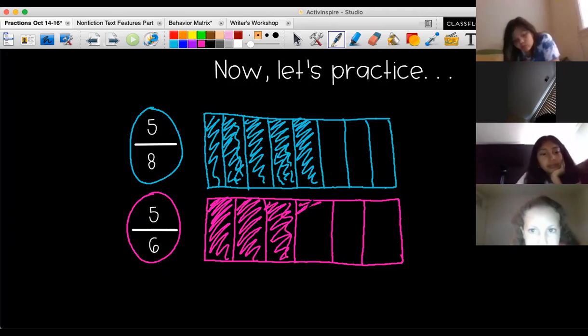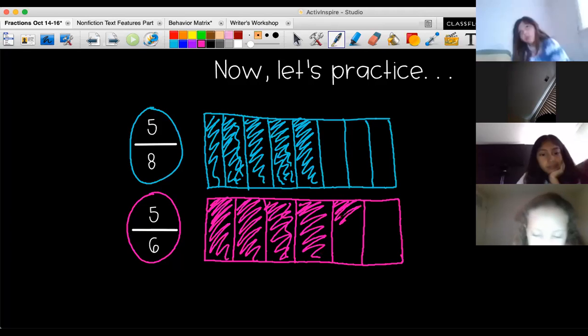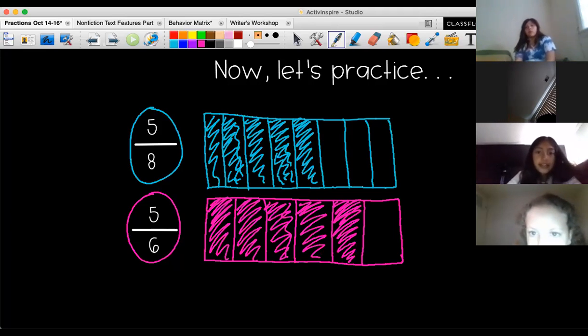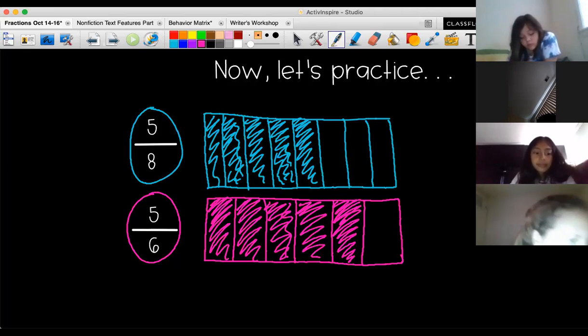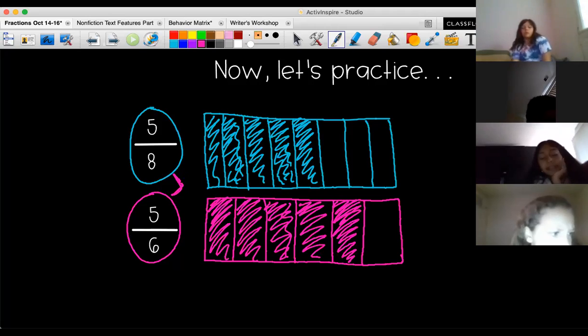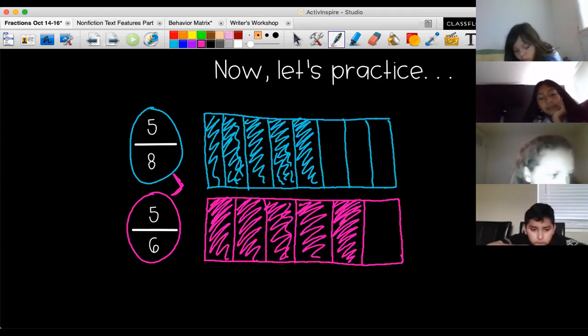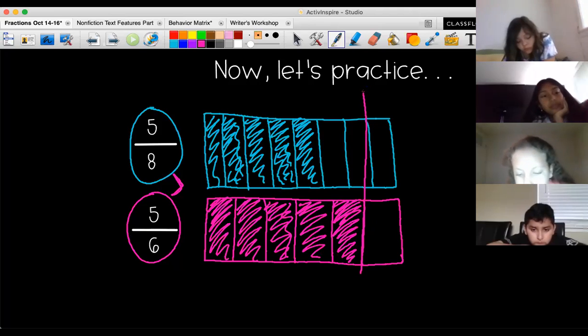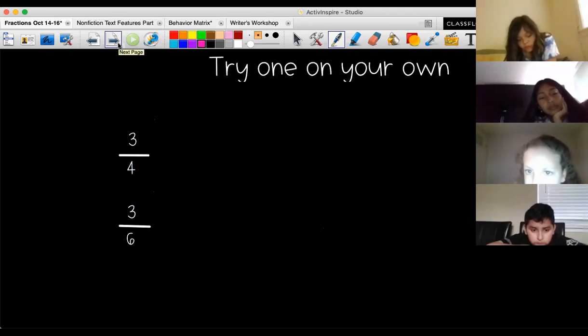Denise, which rectangle has wider pieces? The 5/6 one, yep. So which one of these is larger? Alejandro, which one of these fractions is larger? 5/6, because even though they have the same numerator, my pieces are wider on 5/6, so it's going to be more of the whole that I have shaded in here. Let's do another one.